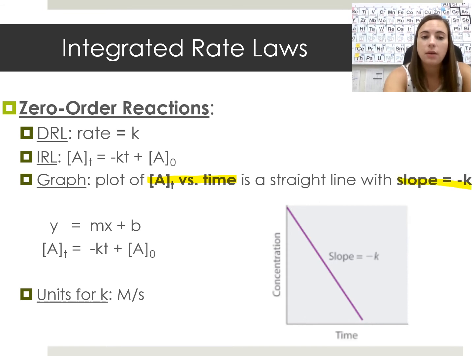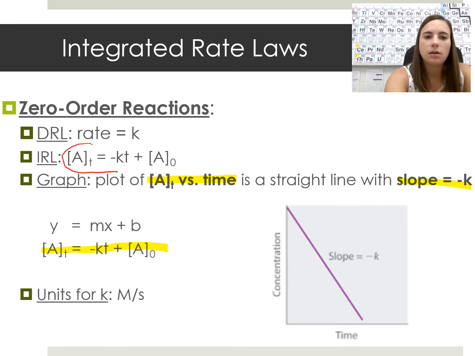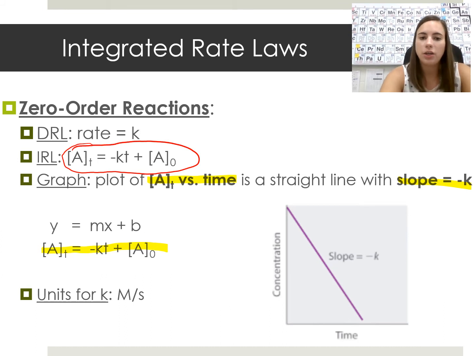to negative K. So again, I have my equation of a line here, which gives me my differential rate law, or excuse me, my integrated rate law equation. My units for zero order are molarity over second. If we ever forget this, again, you can just calculate it from the differential rate law. Rate is equal to molarity over second equals K, so then K's units are molarity over seconds. So for zero order, again, it is the time versus concentration that will give me my straight linear line.